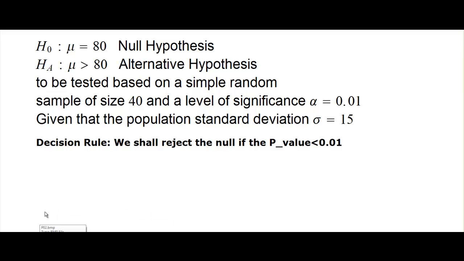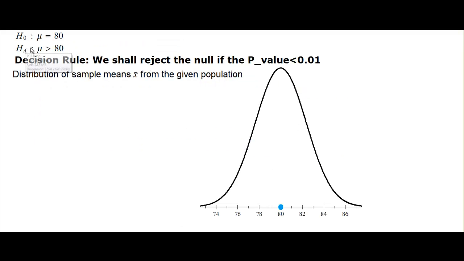We make a decision that if we get a sample mean whose p-value, the p-value of the test, is less than 0.01, then we shall reject the null. Okay, so here are our null and alternative again, and this is our decision rule.